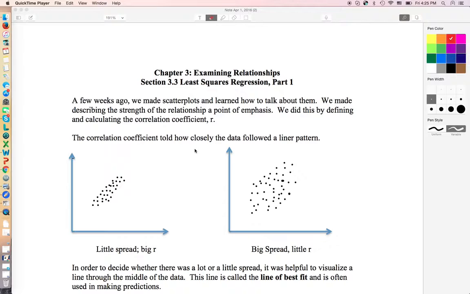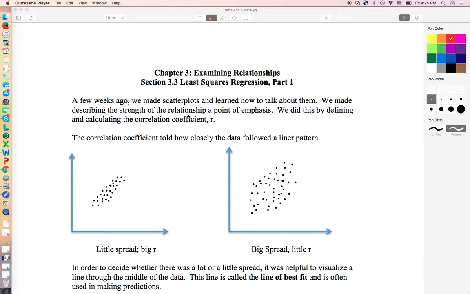So before the vacation, we were talking about scatter plots, and how to interpret and analyze them. And when we do that, we focus on three things: form, direction, and strength. Form means what shape does the scatter plot have? Is it linear? Is it quadratic? Is it exponential? Direction means does it have a positive or a negative association? And strength means how closely the points follow whatever pattern we said it had.